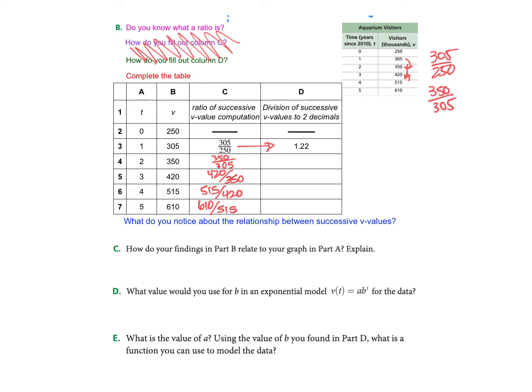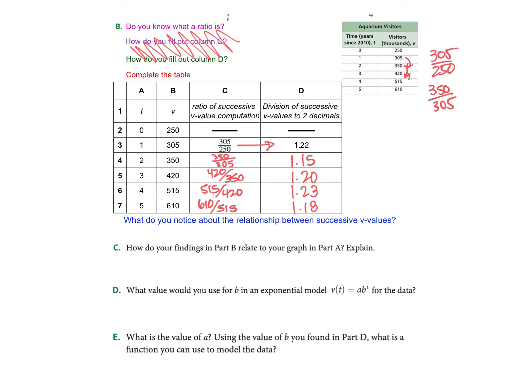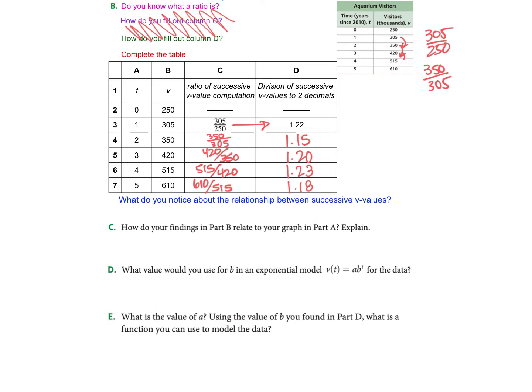All right, if you do that, here's what you should get: about 1.15, about 1.20, 1.23, and 1.18. All right, so what do you notice about the relationships between the successive V values? So that's the visitor values, right? What do you notice about them? It looks like these are all pretty close. Okay, and we would expect that to be pretty close because it's the multiplier, right?